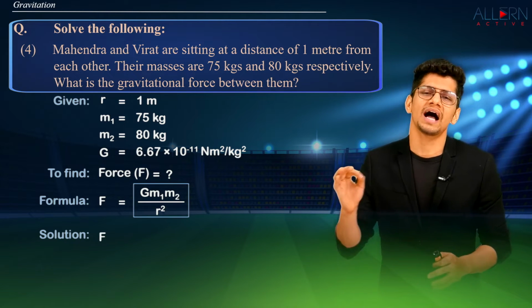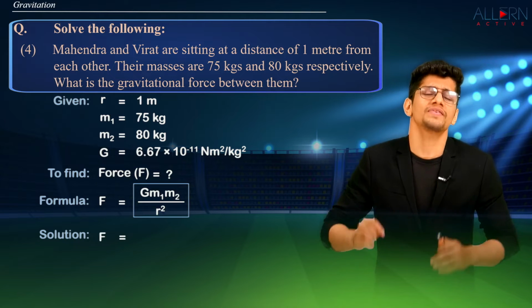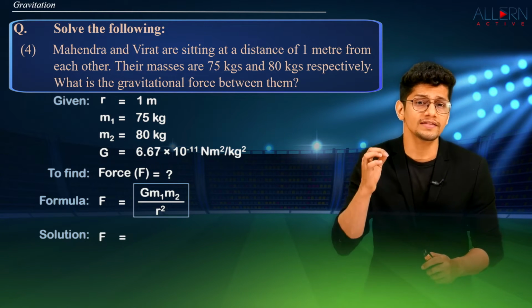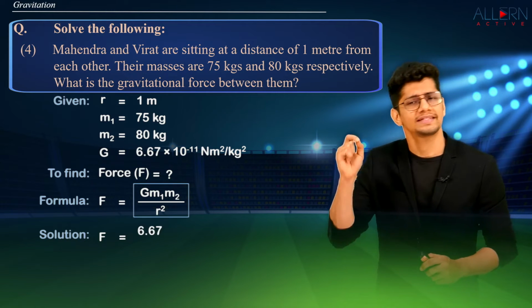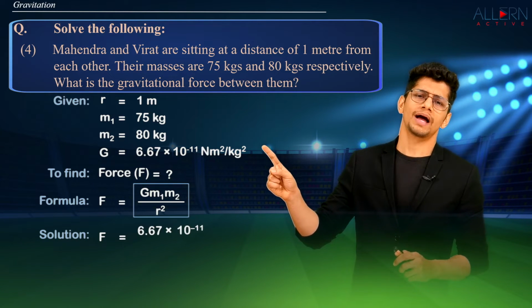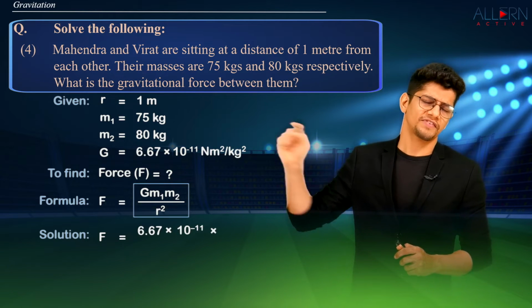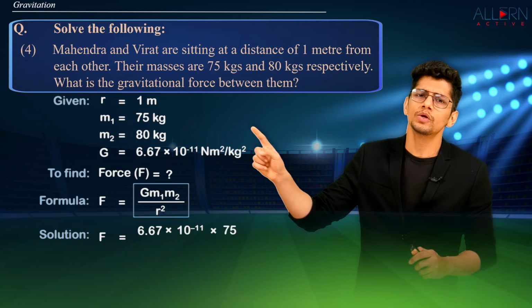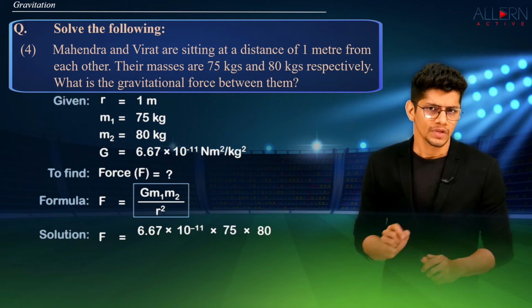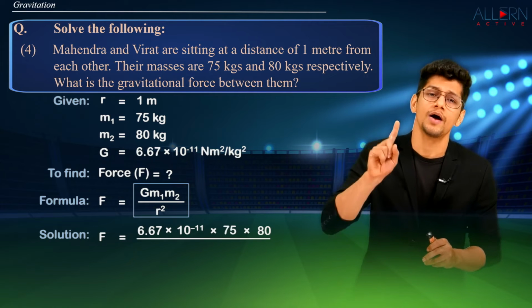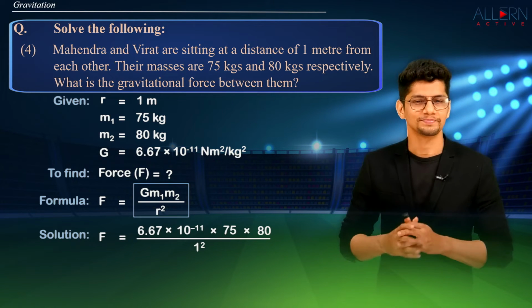So, now we start the solution. In the solution, we simply have to substitute the values in the formula that we have. What is the value of capital G? It is 6.67 into 10 raised to minus 11. Then we have M1. What is M1? It is 75 kg, you see. And M2 we know is 80 kg. Upon R square, what is the value of R given to us in the given data? 1. So, we have 1 square.